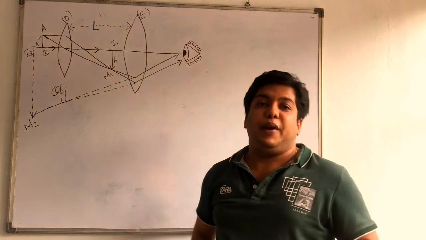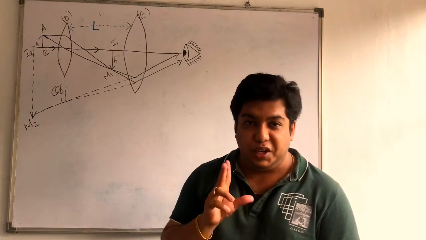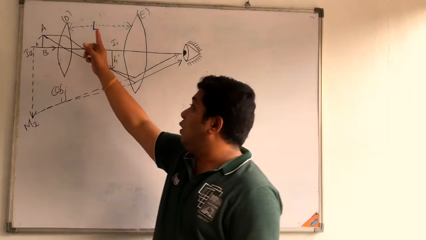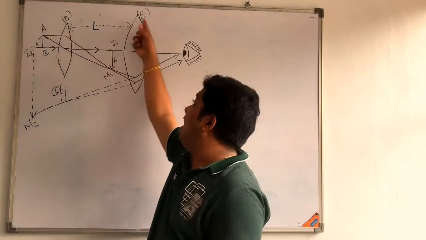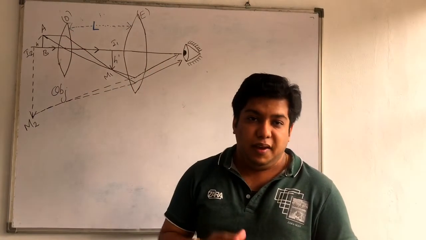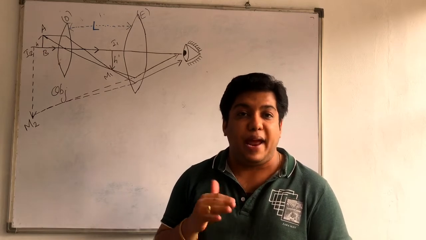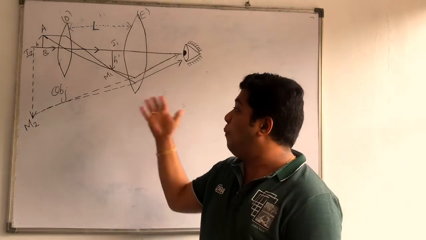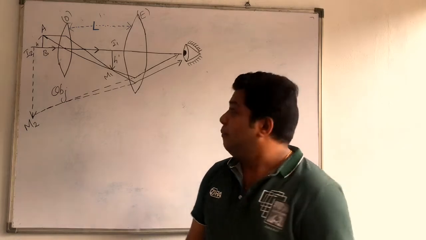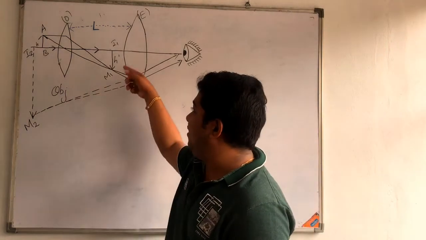Therefore, a compound microscope consists of two different lenses. The first one is the objective, the other one is the eyepiece. Here we want to calculate the expression for the magnification produced by a compound microscope. Before that, I want to explain this figure.